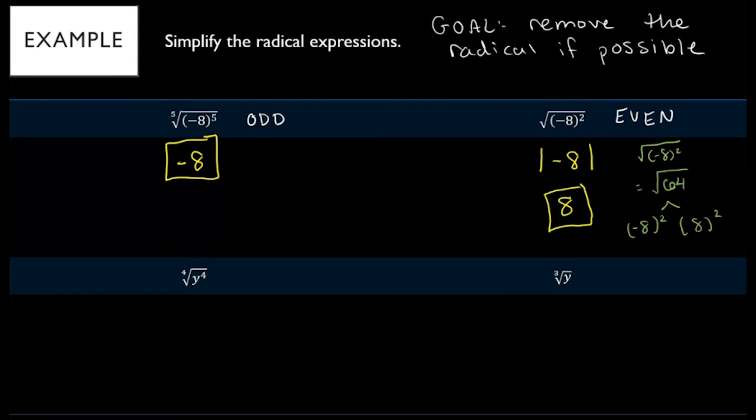So the second row here, I've got an even and an odd again, so you can see the differences here. On the left, we've got the 4th root of y to the 4. So it's an even exponent, but it doesn't matter when it's a variable. They just cancel out. So your answer here, the 4th root cancels out the 4, and your answer is just y.